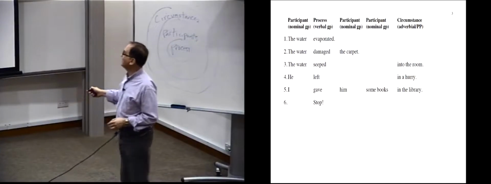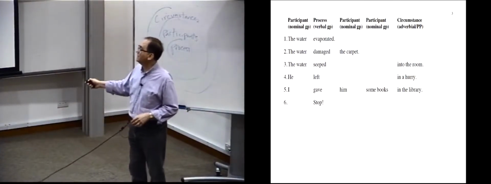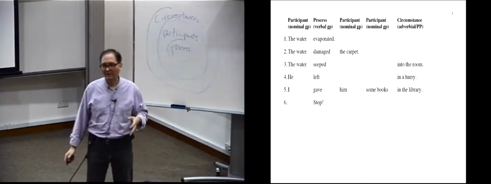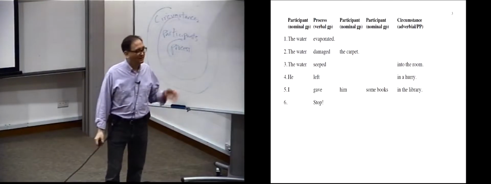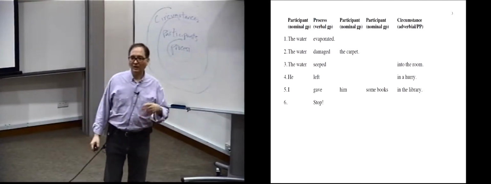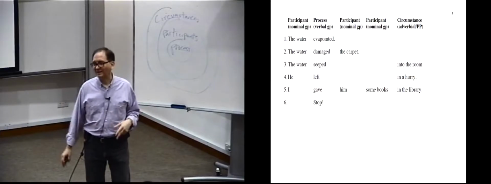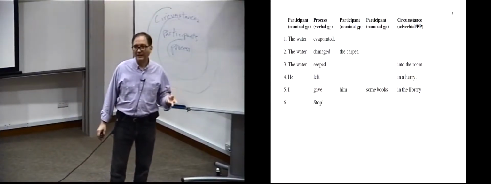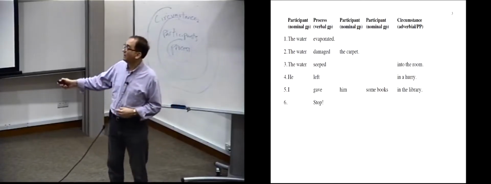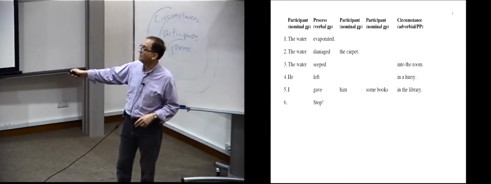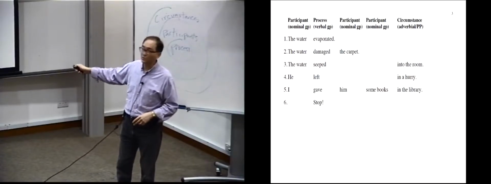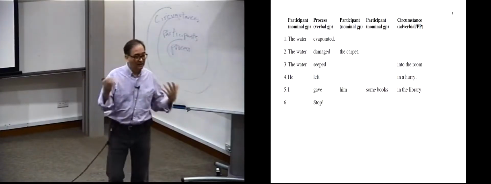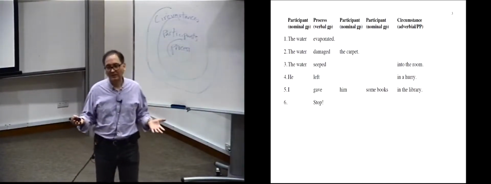Okay, I gave him some books in the library. Now here we have three participants. So this is what we call a bitransitive or ditransitive, depending on whether you like Greek or Latin. So in Latin, bi means two, or in Greek, di means two. I don't know why they didn't talk to each other. But since transitive is Latin, I like to use bitransitive. So what it means is it carries across to two different things, right? So instead of just carrying across to one, it carries across to two. So I bought him some books, or I gave him some books. And then in the library is just where that happened. So the circumstance of where that happened.